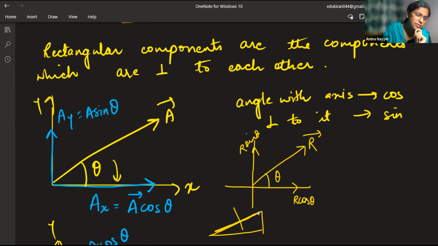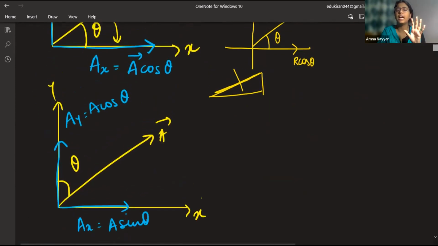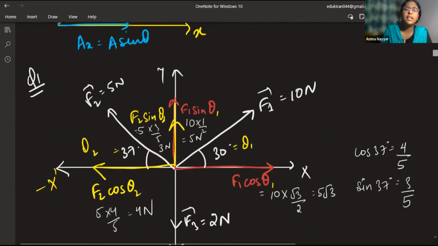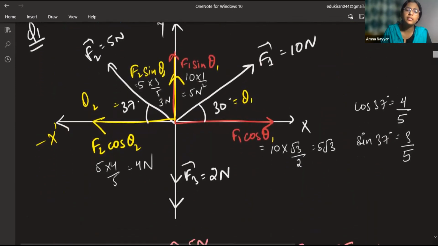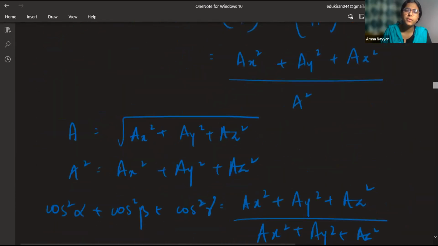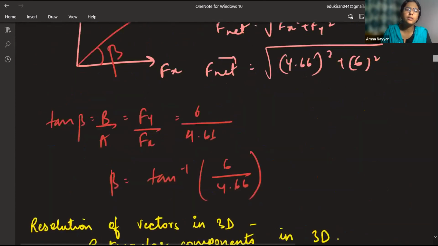Otherwise, if any specific requirements are there, that will be mentioned in the paper. And numericals will also be direct. You have to have good practice of all the values which you are seeing. So yes, this is a cos theta, a sin theta. This is how we resolve it. This type of questions are present in your NCERT also, which we'll see along with the questions. This is also rectangular components.